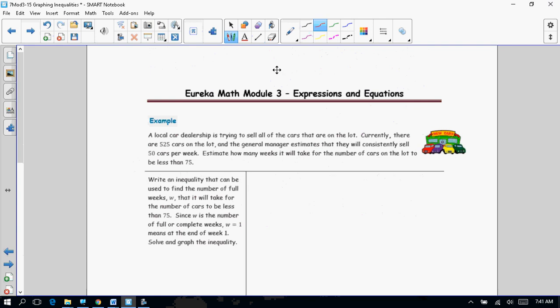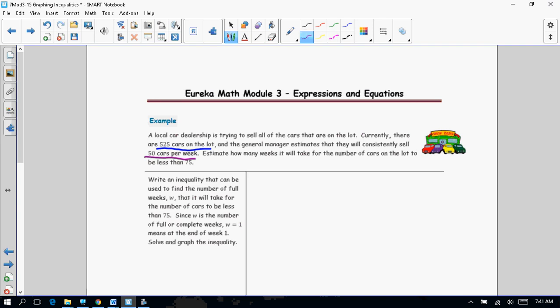Page 114. A local car dealership is trying to sell all the cars that are left on the lot. Currently, there are 525 cars on the lot. Okay, that's how many we have. And the general manager estimates they will consistently sell 50 cars per week. All right, there's my rate. Estimate how many weeks it's going to take for the number of cars to be off the lot.